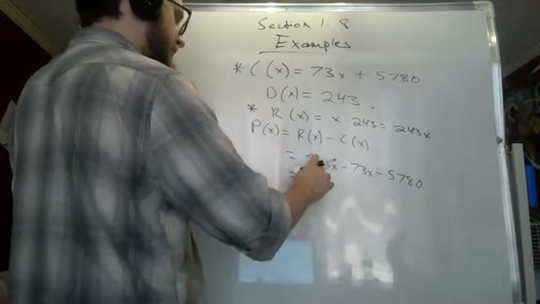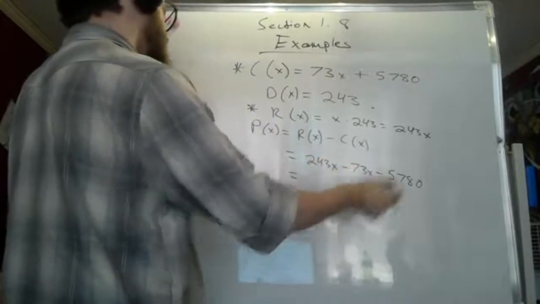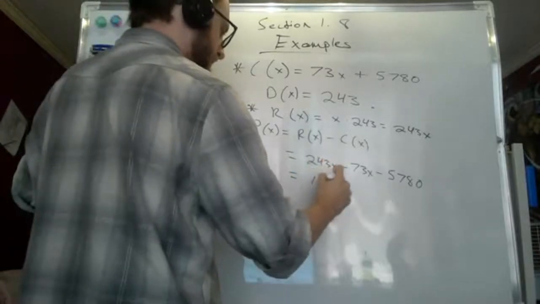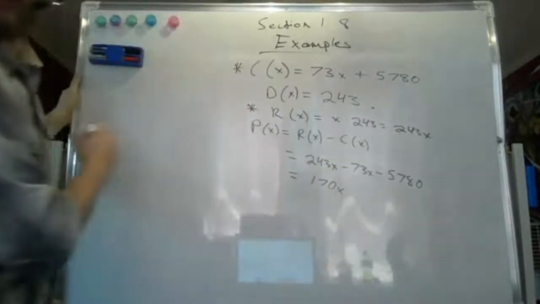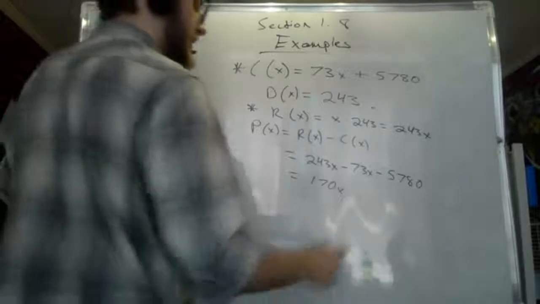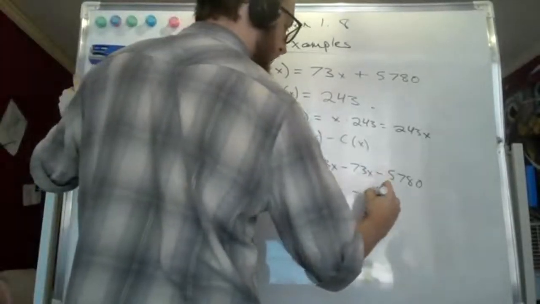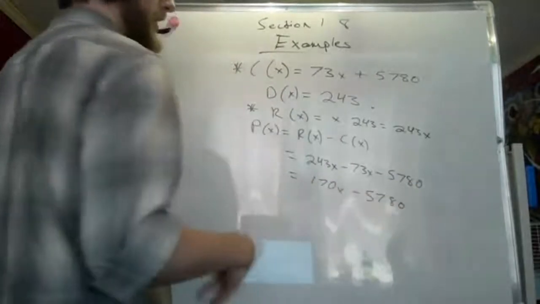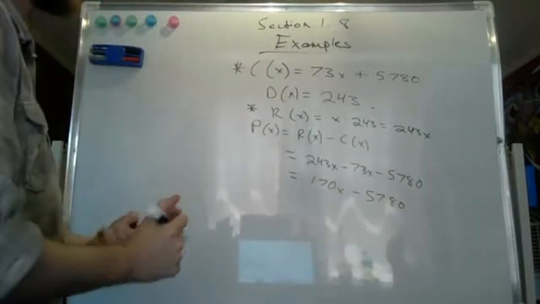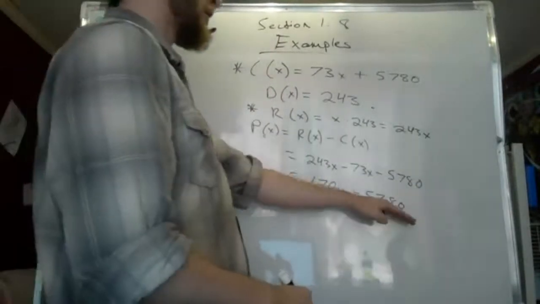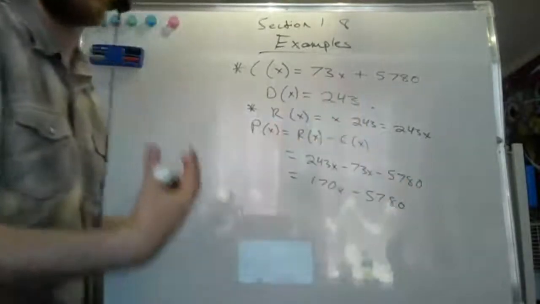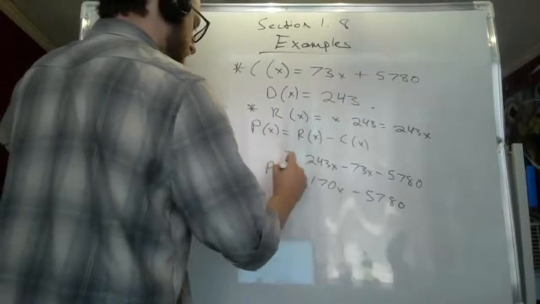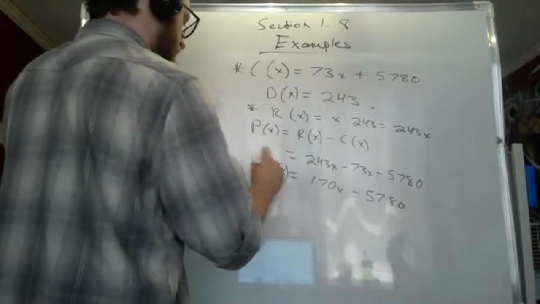And so we can clean this up a little bit more. 3 and 3 will cancel. 240 minus 70 is going to bring us down to, what is that, 170? If I did that correctly? Yeah, 170. And then we still have this flat rate here of 5,780. That's probably like rent for a building or employee salaries or some other costs that are just the same regardless of how much product you make. So here is our profit function.